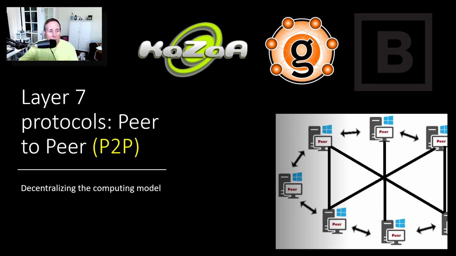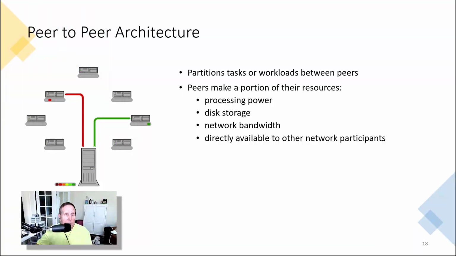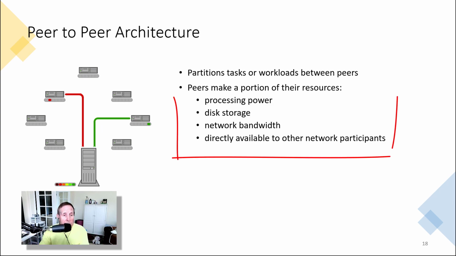Now, the other architecture is peer-to-peer. This is decentralizing the computing model that we just talked about. So in peer-to-peer, we partition tasks or workloads among peers. In other words, all the clients get a chance to do some of the work. Peers make a portion of their resources, such as processing power, disk space, and network bandwidth, directly available to other participants in the network, or in the peer-to-peer network.